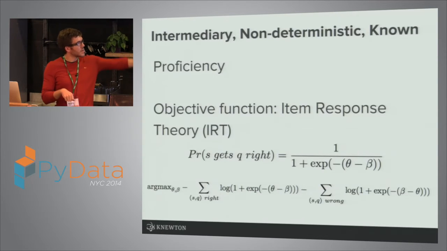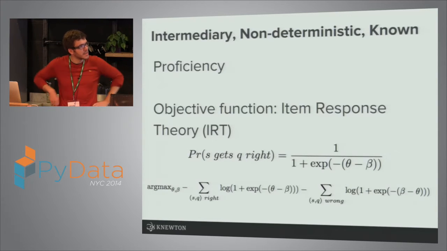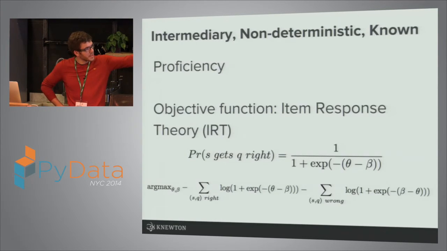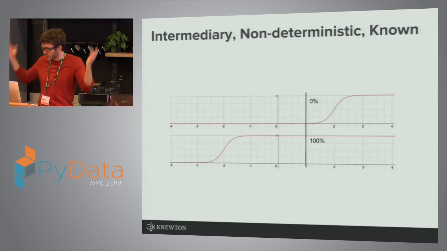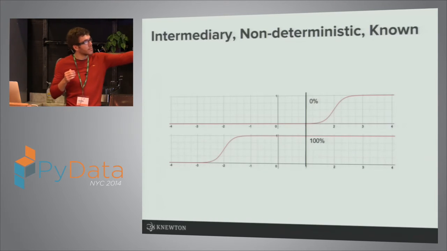And you end up with the probability that a student gets question Q right as being this difference here. Theta is going to be a student's proficiency, and beta is going to be a question's difficulty. And you can take an argmax, just like we did before. Now it's over thetas and betas. So it's over the probability that they get it right. So you take the sum over the questions they got right minus the sum over the questions they got wrong. And that's your thing.